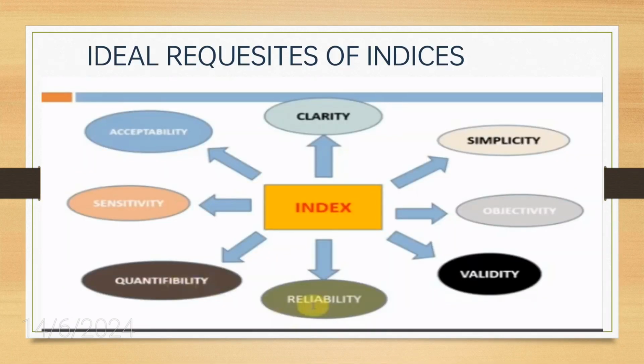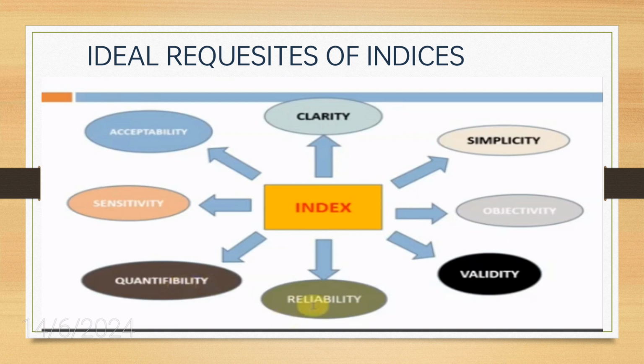So let us see what are the ideal requisites of indices. They are clarity, simplicity, objectivity, validity, reliability, quantifiability, sensitivity and acceptability. Let's see one by one. What is clarity and simplicity? The index should be easy to understand and used by practitioners. It should have clear criteria and scoring system. This explains the clarity and simplicity requisite of indices.